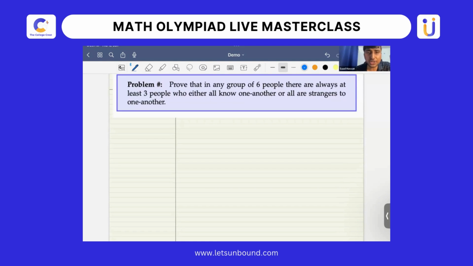They say: prove that in a group of six people, there are always three who all know each other, or all strangers who do not know each other. So that's the fundamental proposition about this problem. In a group of six people, you will be able to find three people, either all three of whom know each other, or three people who do not know each other.